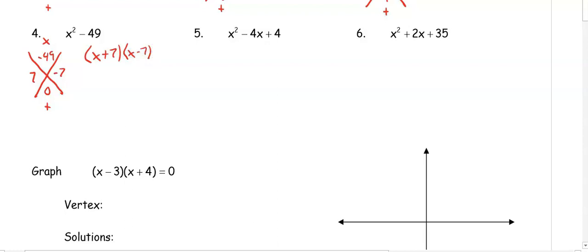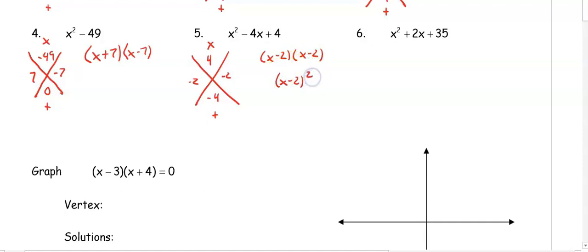Number 5, we have x squared minus 4x plus 4. So we want two numbers that multiply to +4 and add to -4. So we want two negative numbers again. So two numbers that multiply to 4 are 2 and 2. To get to -4, they both need to be negative. So we have x minus 2 times x minus 2. If it's ever the same factor, you can always write it as x minus 2 squared. In number 6, we want two numbers that multiply to 35 and add to 2. Well, there's no numbers that multiply to 35 while adding to 2, so this is prime.